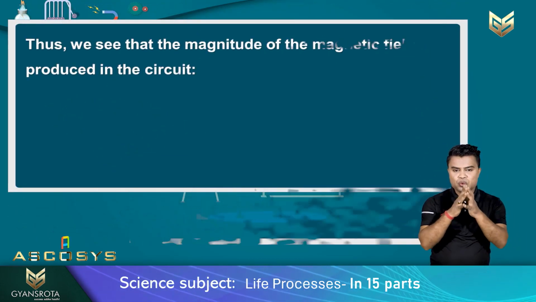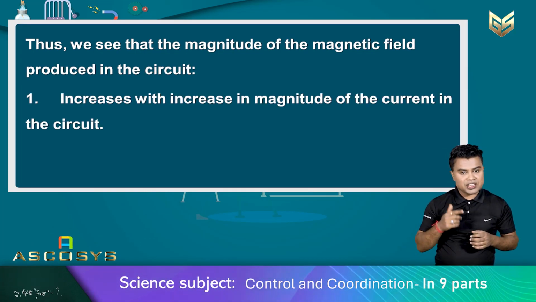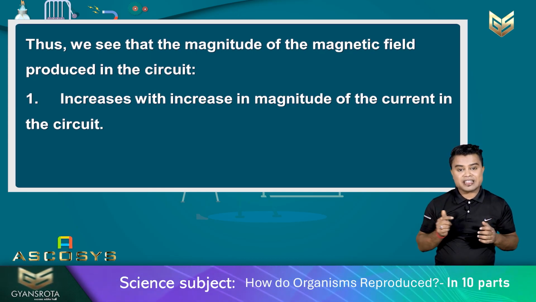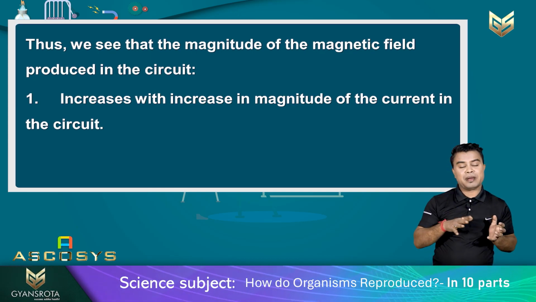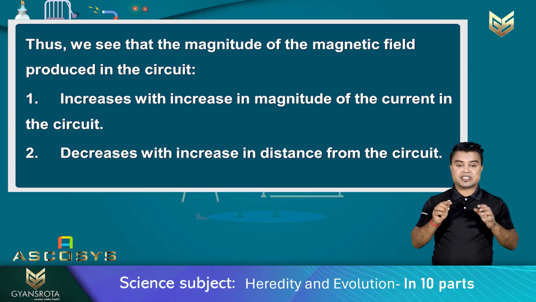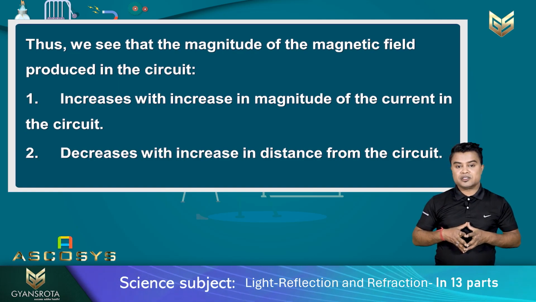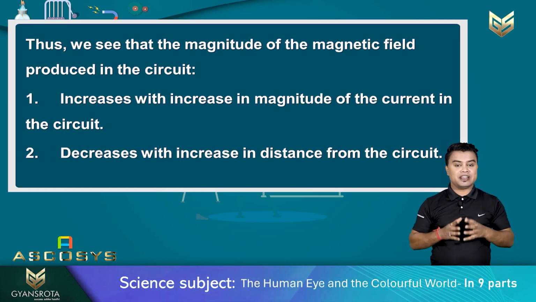Now, two conclusions can be drawn from here: whenever there is a straight conductor, if the current is increased, the magnetic field increases, and if the distance increases, the magnetic field decreases. So, you have seen the relation with distance and current.